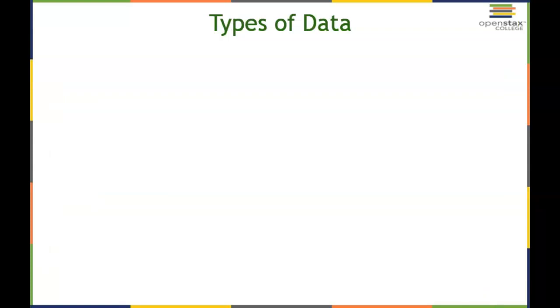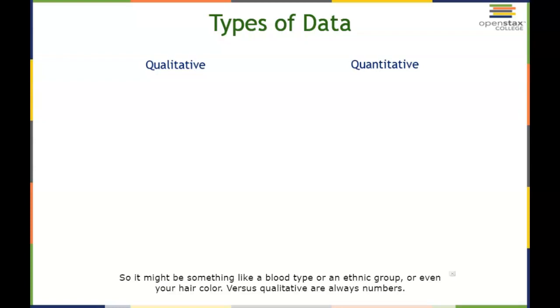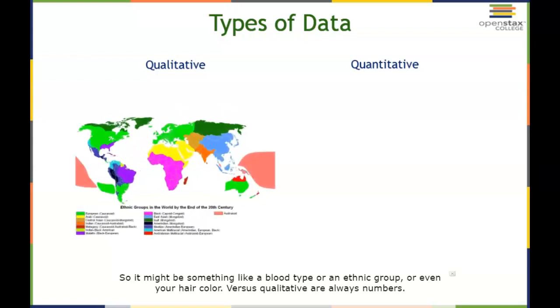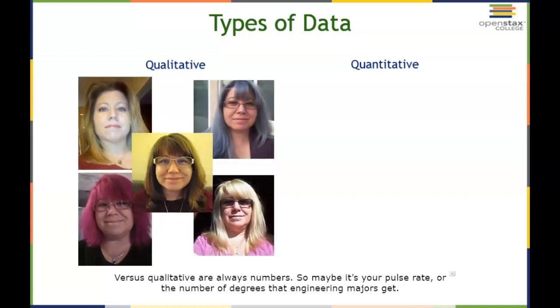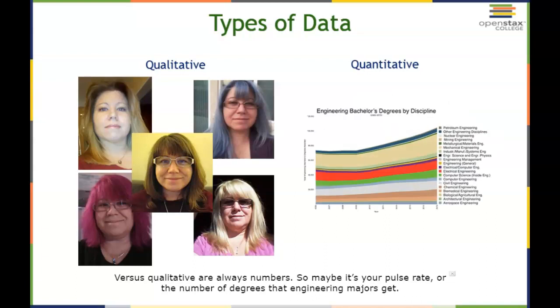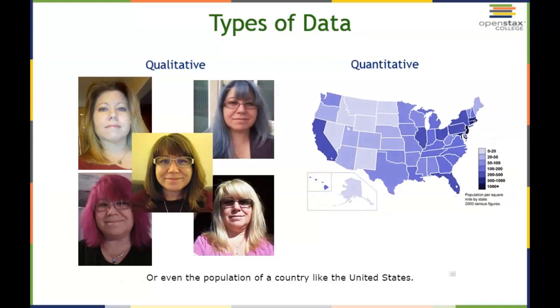We're going to focus in on two types of data, qualitative and quantitative. Qualitative talks about the characteristic of the data. So it might be something like a blood type or an ethnic group or even your hair color. Versus quantitative are always numbers. So maybe it's your pulse rate or the number of degrees that engineering majors get, or even the population of a country like the United States.